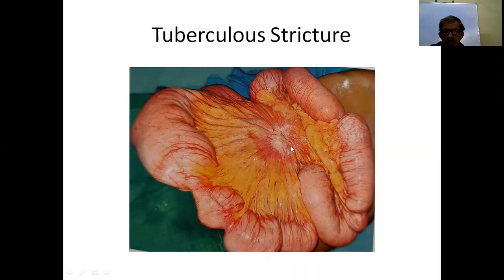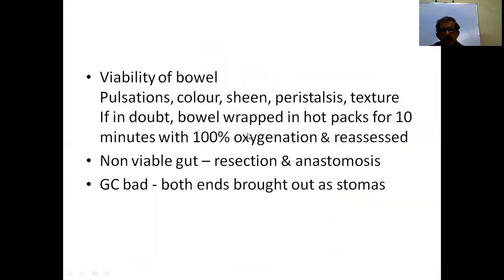This is the tuberculous mesenteric involvement. You will see multiple strictures. So here also another stricture. So this is tuberculous strictures. So now coming to the viability of the bowel.